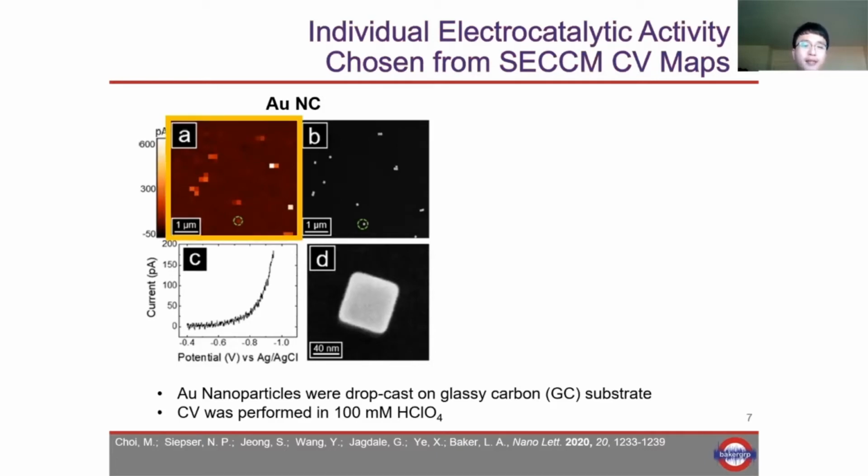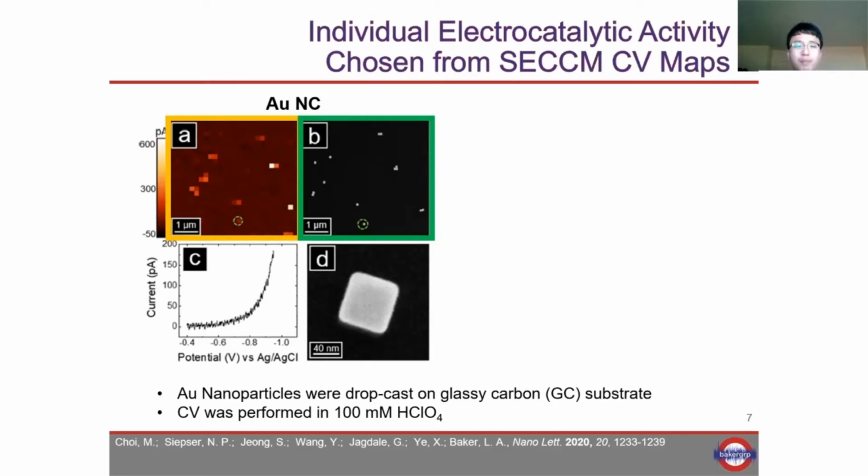So figure A is the SECCM CV map acquired at negative 0.95 volt versus silver chloride for gold nanocubes, which shows a higher electrocatalytic activity of nanoparticles compared to the glassy carbon substrate, shown as bright colored pixels. So the electrocatalytic response signal acquired from a single nanoparticle is marked as a green circle in figure A and B. Figure B shows a corresponding SEM image taken from the same area where the SECCM map was taken.